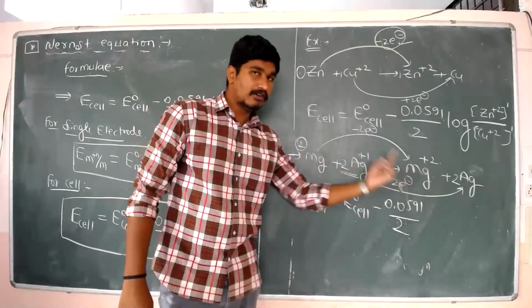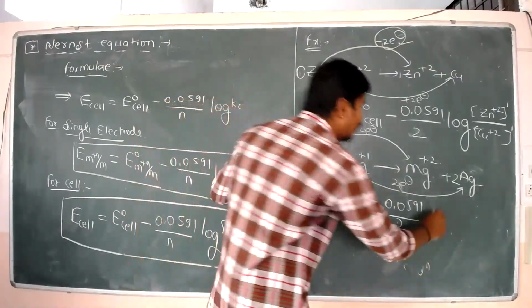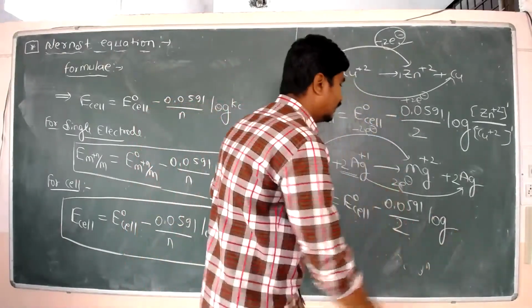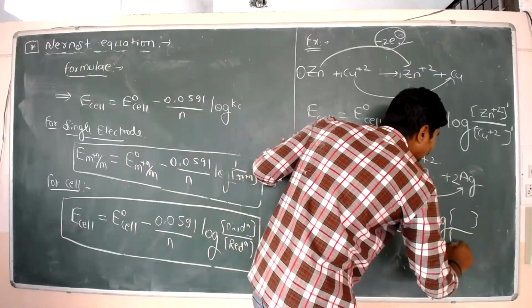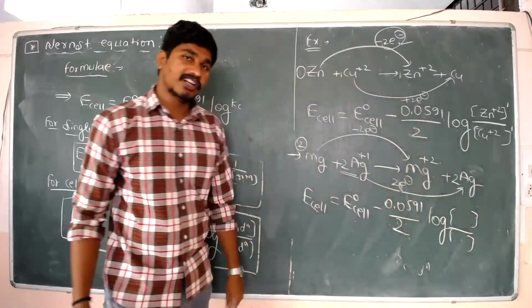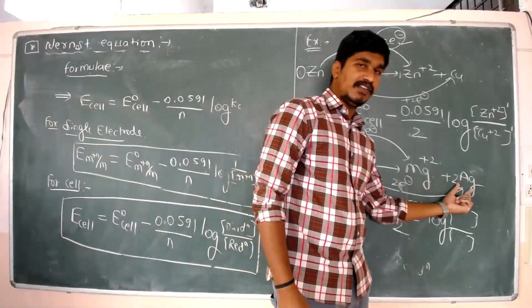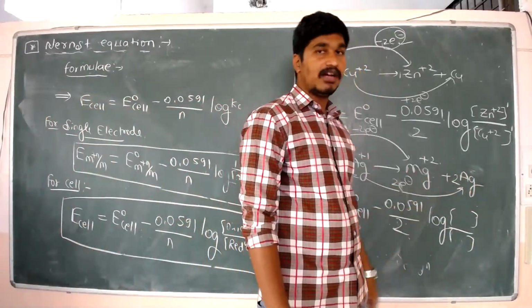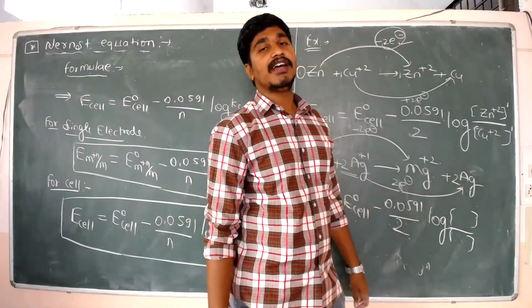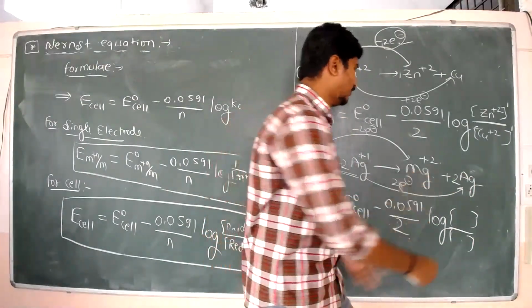Because 2 electrons are involved in the reaction. Log of oxidation by reduction, or simply product by reactant. Here the products are Mg+2 and Ag. Which one do we have to write? I told you already: just write the ions. Here the ion is Mg+2.